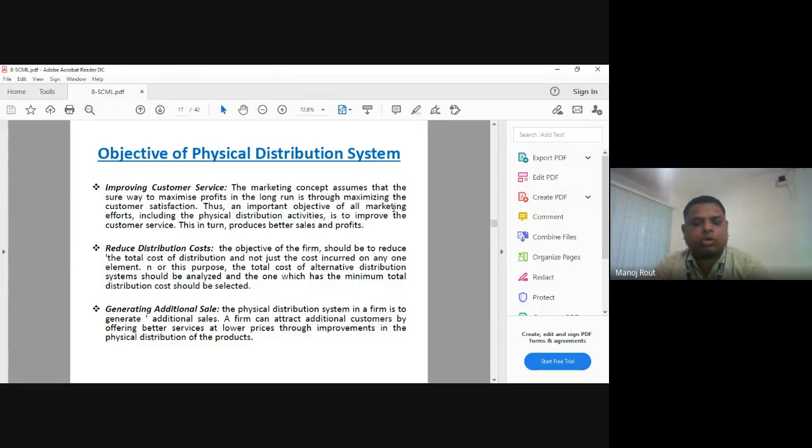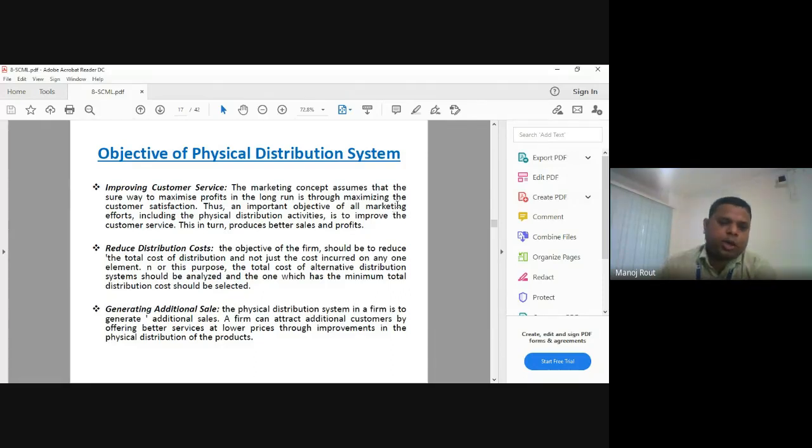As I told you, most of the time, if you take an air conditioner company like Blue Star, they generate additional sales. How will sales be increased? They provide one facility: after-sales service is free for 3 years. So if you purchase that particular Blue Star air conditioner, they will provide 3 years of free after-sales service, for households, corporates, institutes and companies also. So that is better service at a lower price, and it also improves the physical distribution of the product.